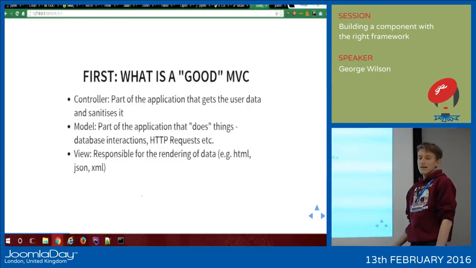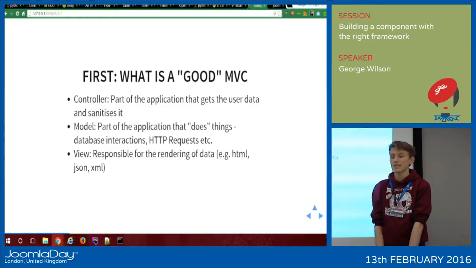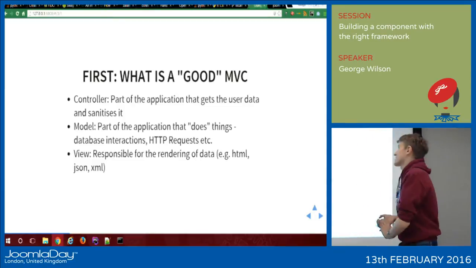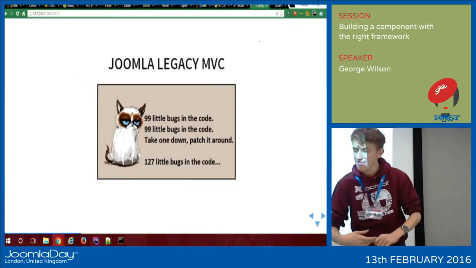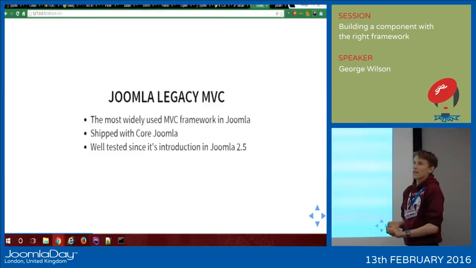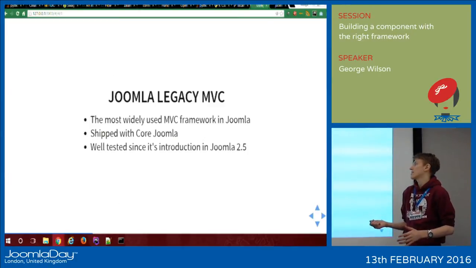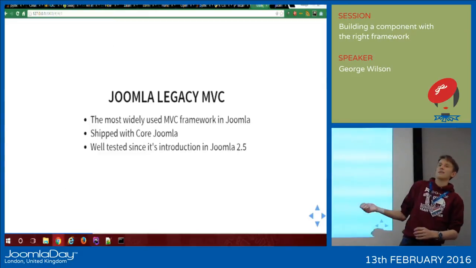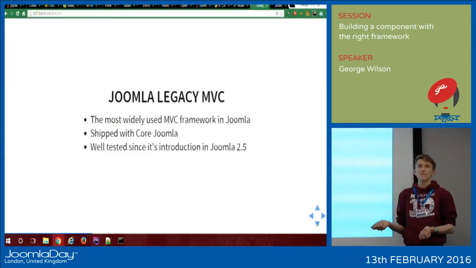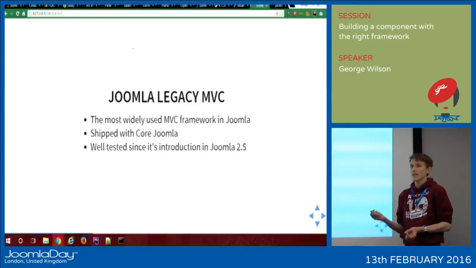With those in mind, the first thing we're going to start looking at is legacy MVC. Legacy MVC is the most widely used MVC framework in Joomla. It's what all the core extensions are written in, with the exception of com_config, which uses new MVC. Obviously, it's shipped in core Joomla. It's been around since the base classes were around in 1.5, and there was a lot of extra stuff added in 2.5, and since then it has been largely unchanged, which means it's very stable, well tested, etc.